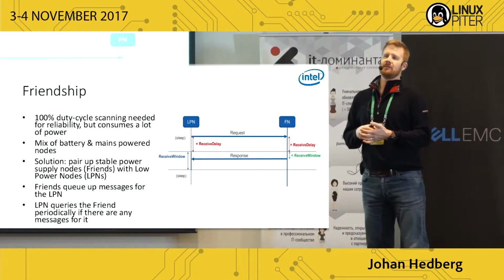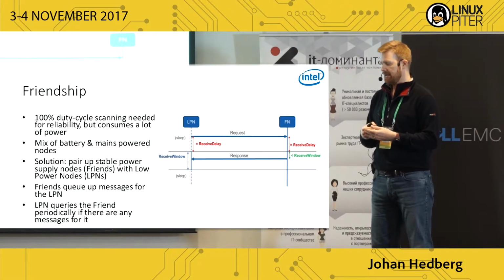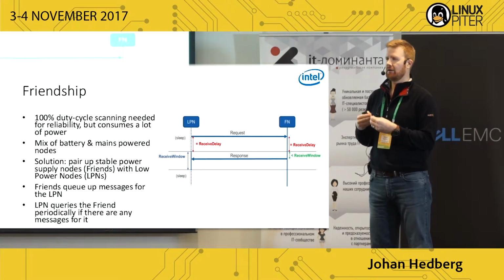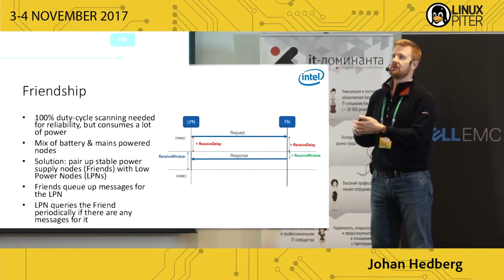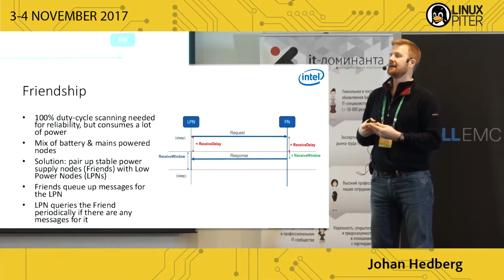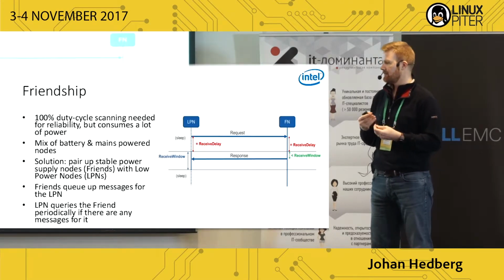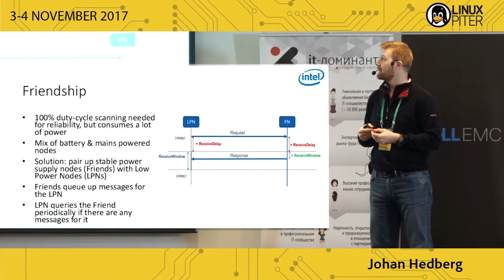One of the challenges with doing a Bluetooth mesh node is that every node needs to be listening, so scanning, on the advertising bearer all the time to be able to see if there are any packets for it. And this can consume quite a lot of power. So if you have a device that has just a coin cell battery or otherwise limited power supply, it might run out of that quite quickly.